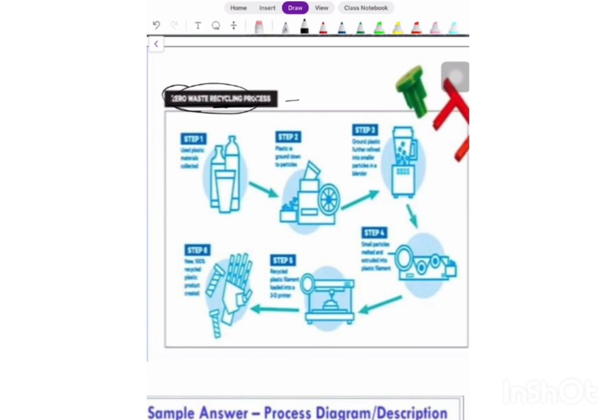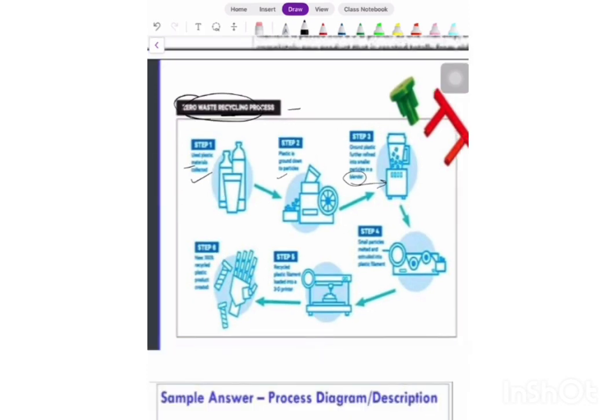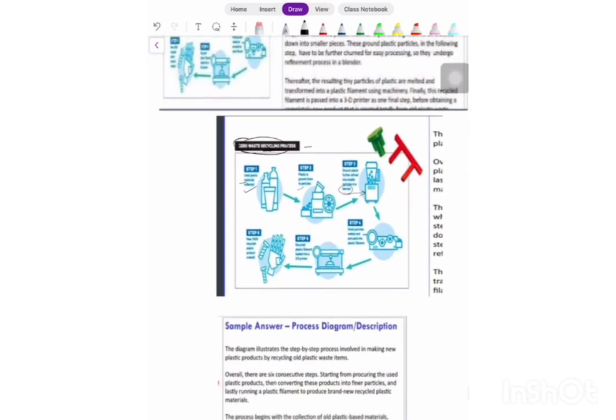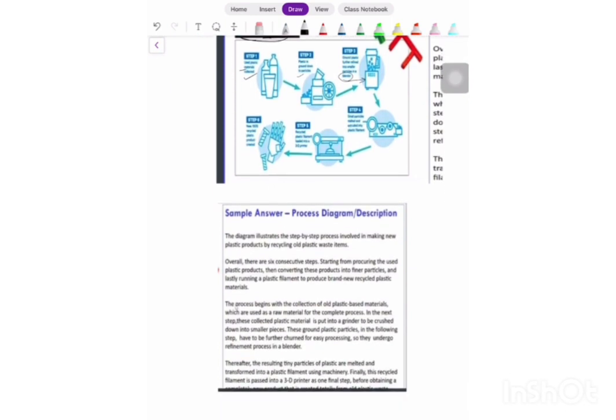Step 1 is used plastic material is collected. Step 2 is plastic is ground down to particles. Step 3 is ground plastic further refined into smaller particles in a blender. So this is a blender machine. Step 4 is small particles melted and extruded into plastic filament, and then it is recycled. These recycled plastic filaments are fed into a 3D printer, and 100% recycled plastic products are created. So this is basically the diagram, and we will learn how the steps are presented.